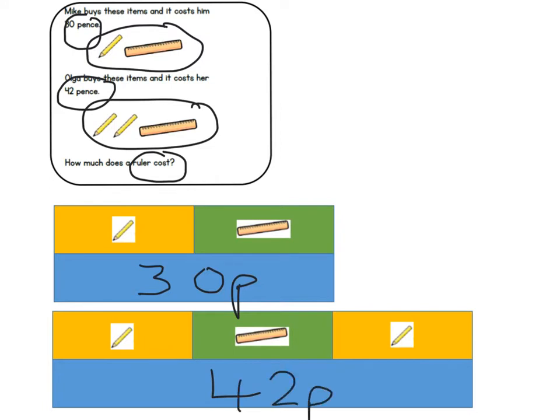So we can say that this bit here of the bar is the extra bit, and we know that the bar from here to here is worth 30, so this extra bit here must be the cost of the pencil. So we've got 42, and if we take away 30, we know that this bit of the bar here must be worth 12p. 42 take away 30.